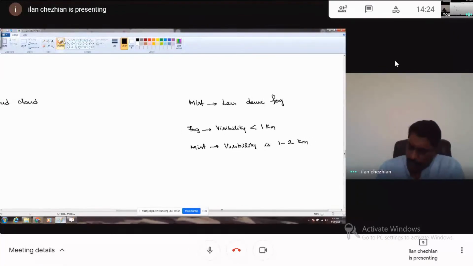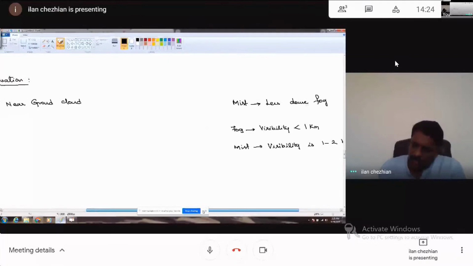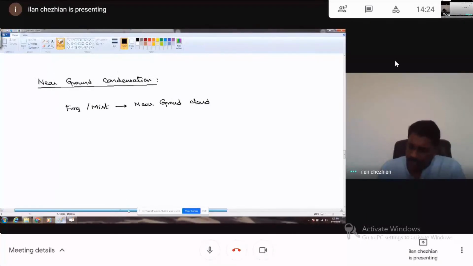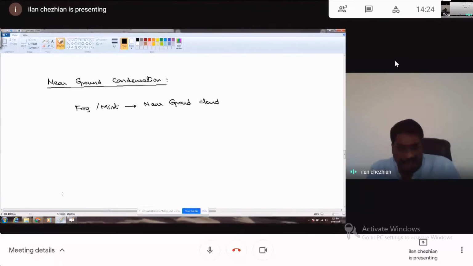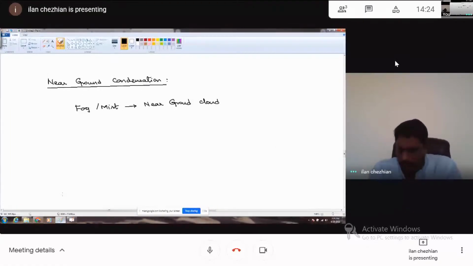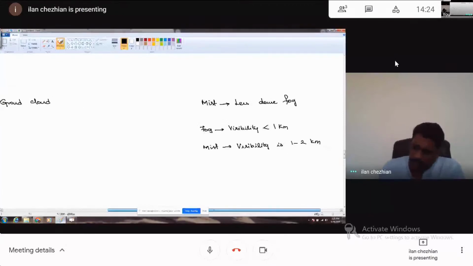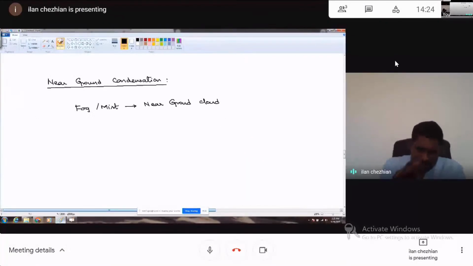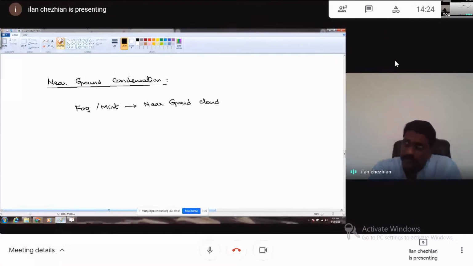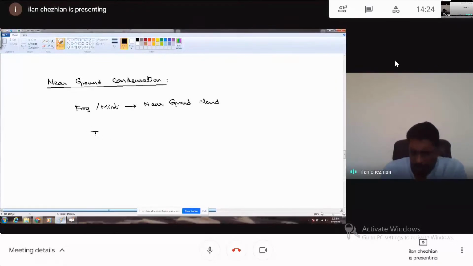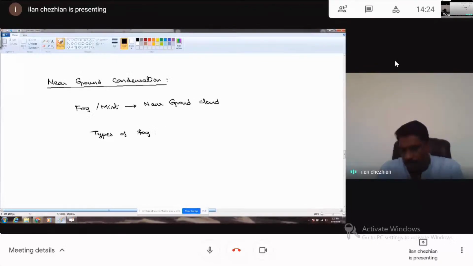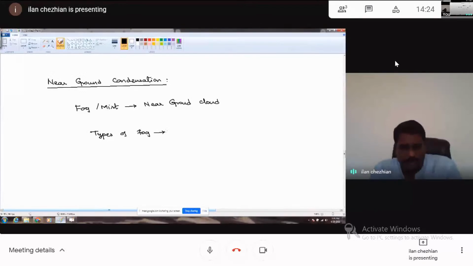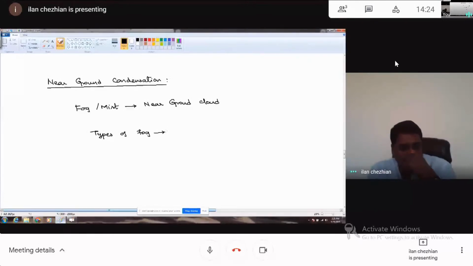So, less dense fog you call mist. Somewhere you can differentiate them based on visibility, fog and mist. As simple as this. Now, when I talk about fog, my friend, there are plenty of types of fog. So what are the types of fog, if you ask me?